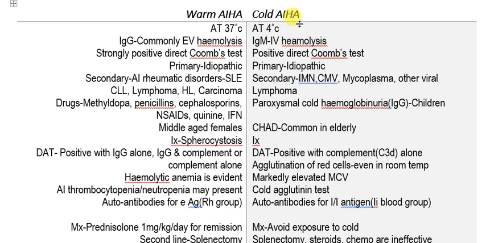And now we'll move on to cold autoimmune hemolytic anemia. So warm occurs at 37 degrees Celsius.